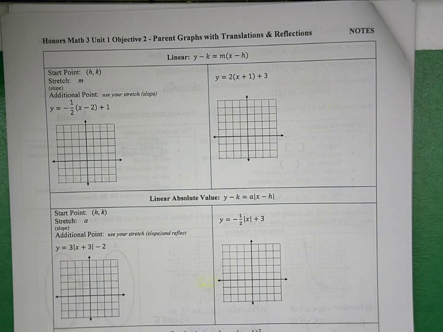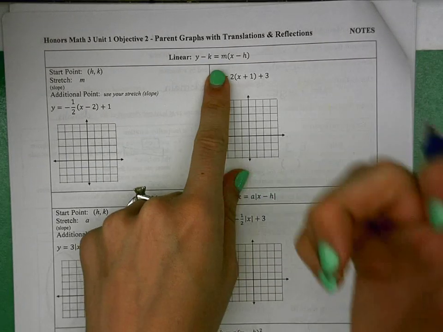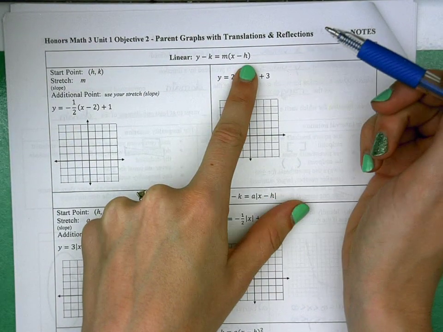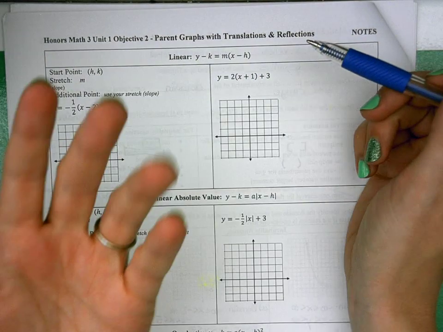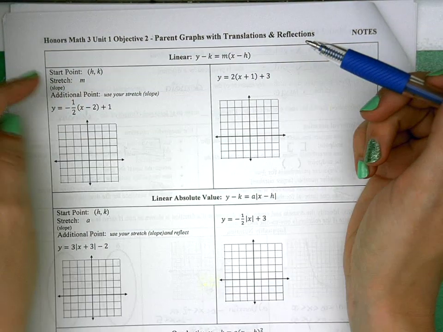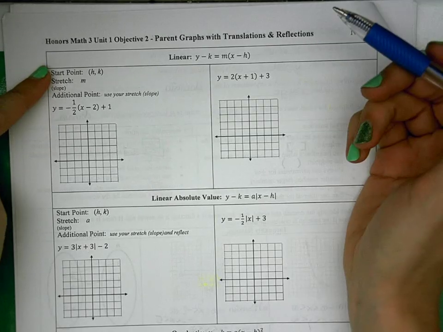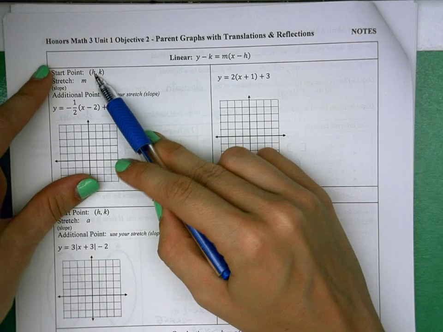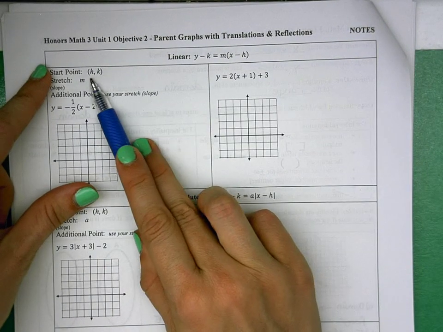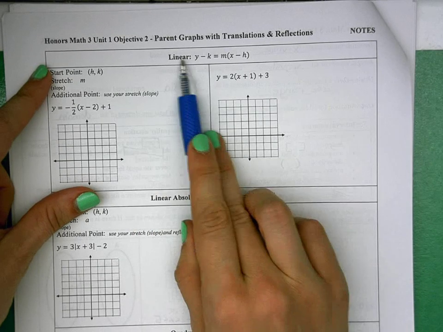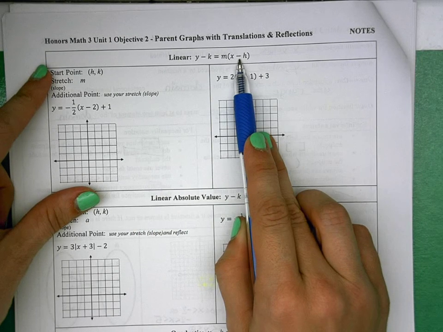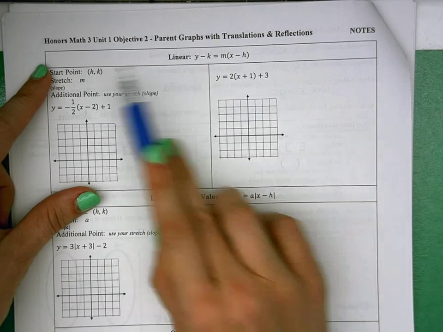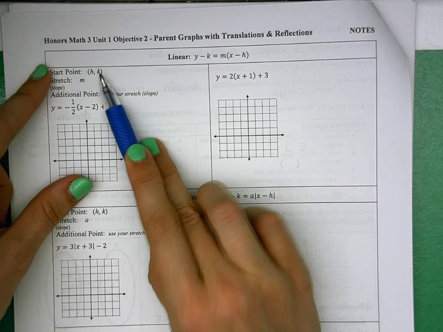So at the top here we see the descriptive form of linear, y minus k equals m times x minus h. And there are a couple of different things we are able to pull from the descriptive form. The first is a starting point, h, k. Now, you want to make sure you are careful about this. If you notice h, k in our descriptive form, this is negative h and negative k, not h and k.